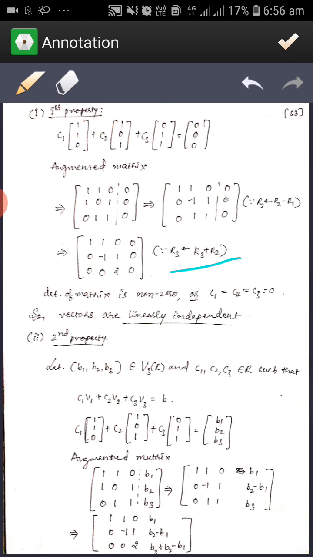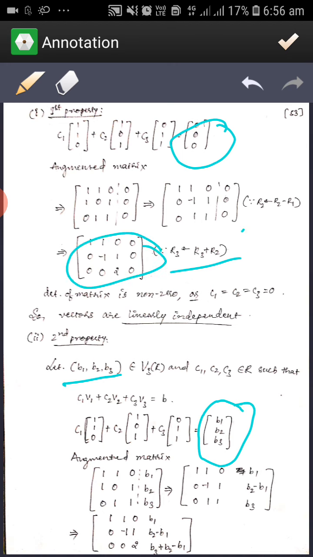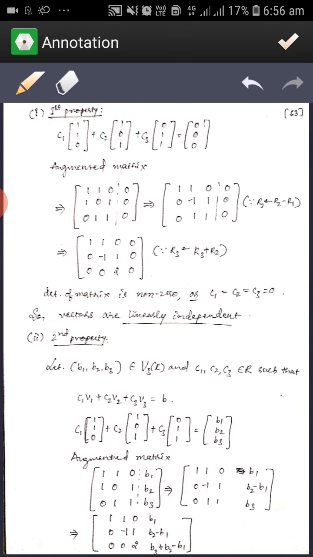Basis in the sense that earlier we took b as 0. Now, to find the basis, we need to take some unknown values, for example b1, b2, b3. Whatever row reduced form we got in the first case, we can directly use that.